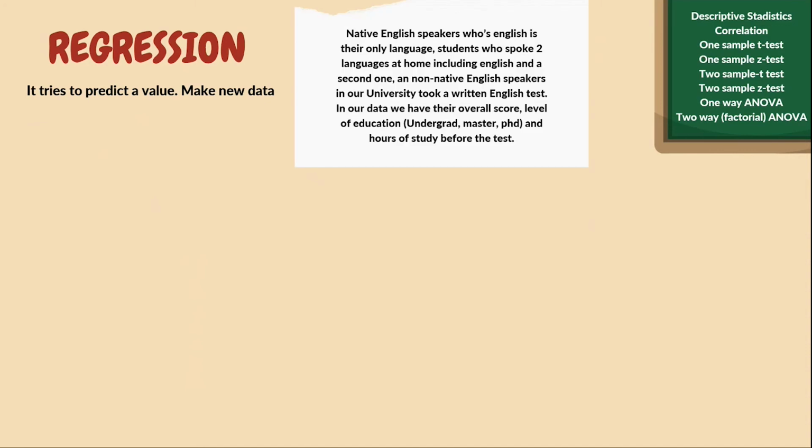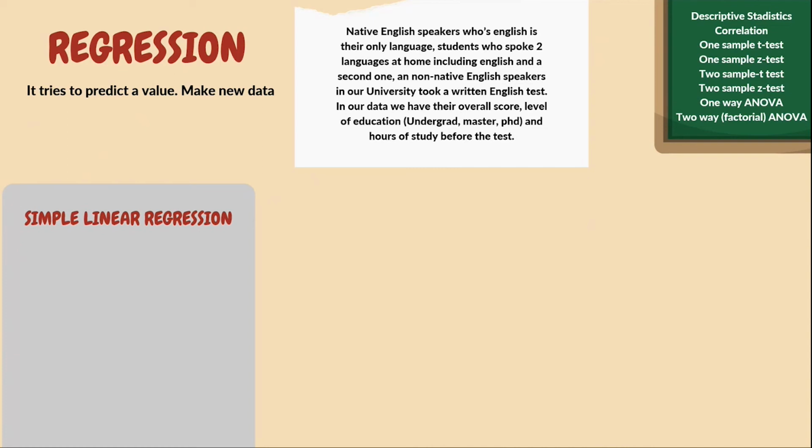This is our example. Native English speakers whose English is their only language, students who spoke 2 languages at home, including English and a second one, and non-native English speakers in our university took a written test. In our data, we have their overall score, level of education if they're undergrad, master, PhD, and hours of study before the test.